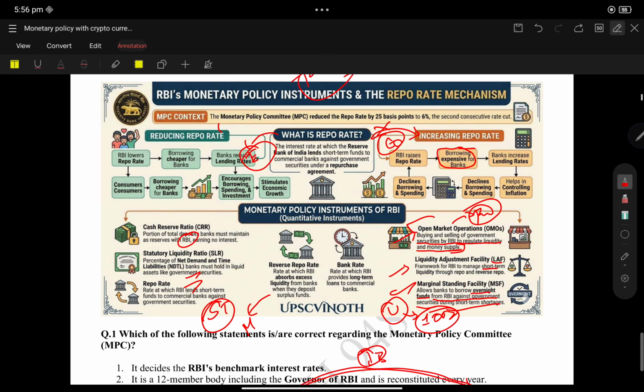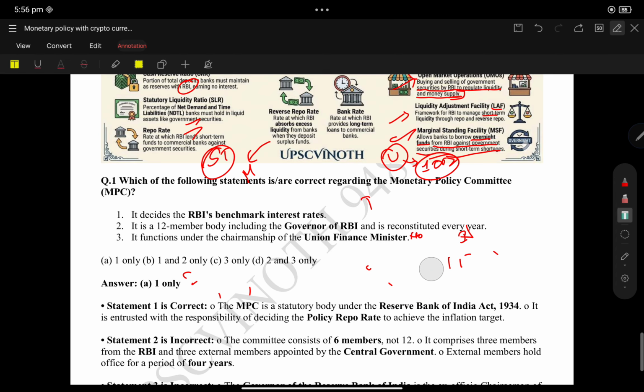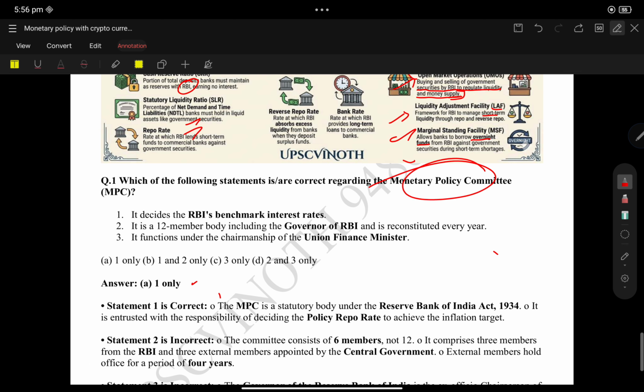of monetary policy. Now, based on this, there are multiple PYQs. So we shall first discuss the concept, then model MCQs, and then PYQs. Based on this we can have some model MCQs. First, which of the following statements is correct with regard to the monetary policy committee? It decides the RBI benchmark interest rate. Yes. It has a 12 member body? No, it is a 6 member body, including the Governor of RBI. So statement 2 is wrong.